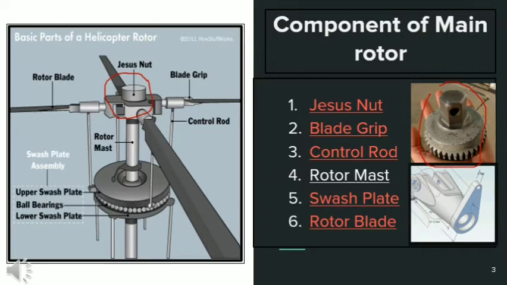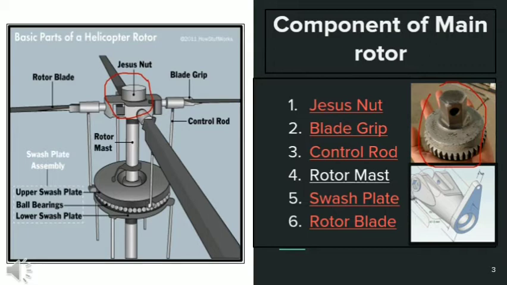Second, blade grip. Now you can see a model of blade grip as it connects the blade to the hub. See here, it connects to the hub, that is the gearbox, and this side is attached with the rotor blade.